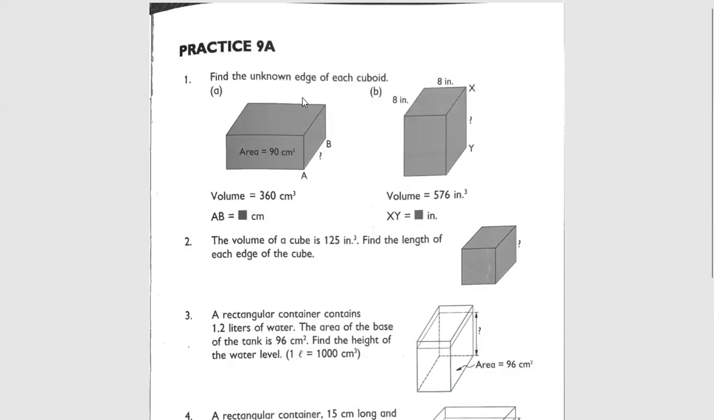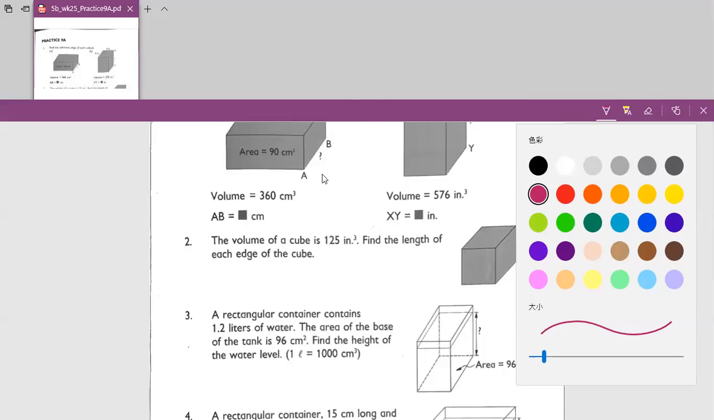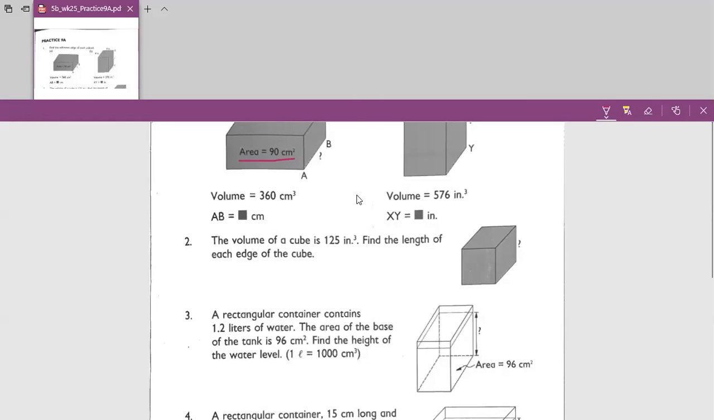All right, it says find the unknown edge of each cuboid. Okay, so we know this is the area, 90 centimeter square, okay? And then it has the volume of 360 centimeter cube. So from here, we can figure out AB. So the area, what is the area formula for a rectangle? Length times width, very good. And then what is the formula for volume? Length times width times height. Excellent.